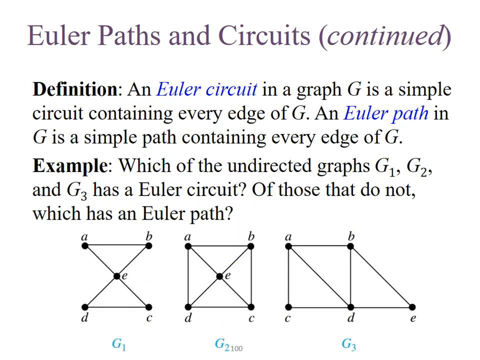All right, next let's see the definition of an Euler circuit. An Euler circuit in a graph G is a simple circuit containing every edge of the graph G. So you need to discover a path that contains every edge in this graph G, then we call that an Euler circuit. And an Euler path is a simple path containing every edge of G. Actually, you can discover a lot of different paths in a graph. If it uses all of the edges in the graph, then we call that an Euler path or Euler circuit.